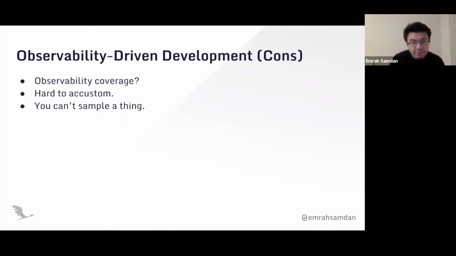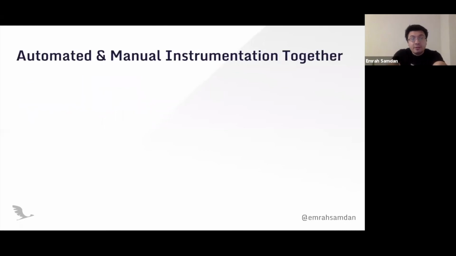And when you have such a thing, you can sample. So I don't advise to sample any kind of pillars in observability, but in some cases, companies might want to sample. And if you are using observability-driven development, you can't do this. So the best thing that you could do is actually automated and manual instrumentation together.